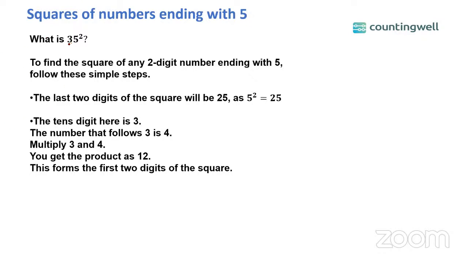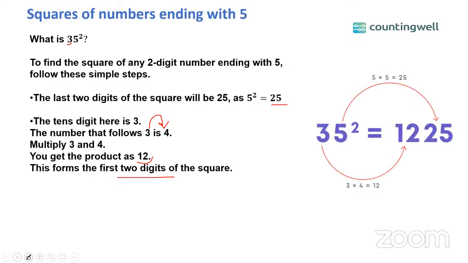So, the number that follows 3 is 4. We have to multiply 3 and 4. You will get the product 12, and this forms the first two digits of the square. We know the last two digits are 2 and 5 and the first two digits are 1, 2. That's why we have the square of 35 as 1225.